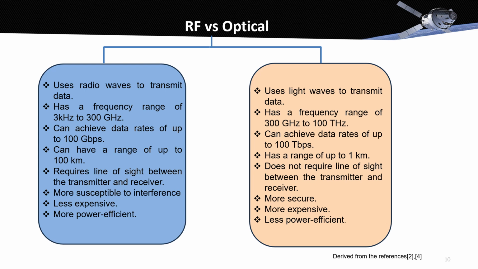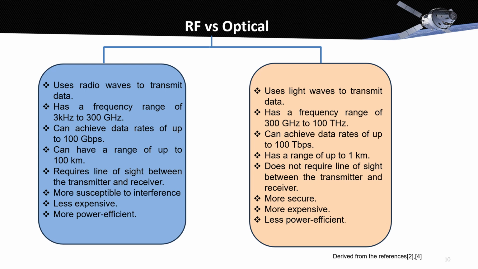On to the next slide, let me explain the comparison between traditional radio frequency versus optical satellite communication. The traditional radio frequency uses radio waves to transmit data. It has a frequency range of 3 kHz to 300 GHz. In optical satellite communication, we use light waves to transmit data. It has a frequency range of 300 GHz to 100 THz. Also, radio frequency can achieve data rates up to 100 gigabits per second.